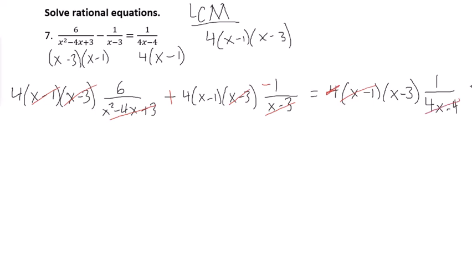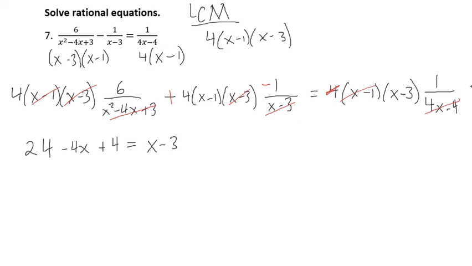So as we multiply this, we have 4 times 6, which is 24. And then a -1 times a 4, which is -4. So -4 times x would be -4x. And -4 times a -1 would be a +4. So that's everything on the left side. Now let's look at the right side. Canceled out, and we just have x minus 3 times 1, which is x minus 3.